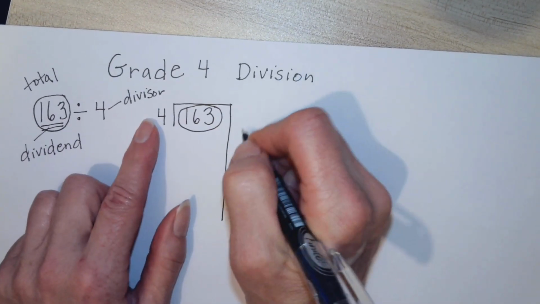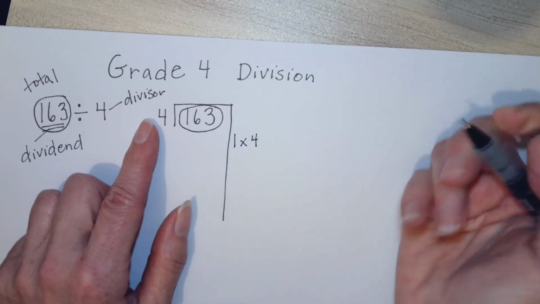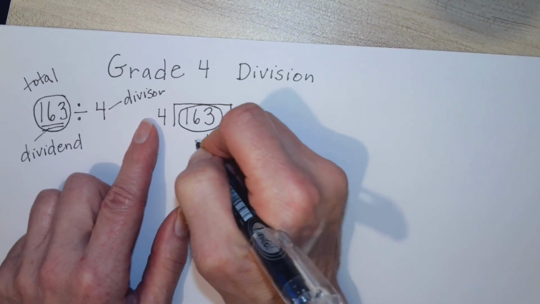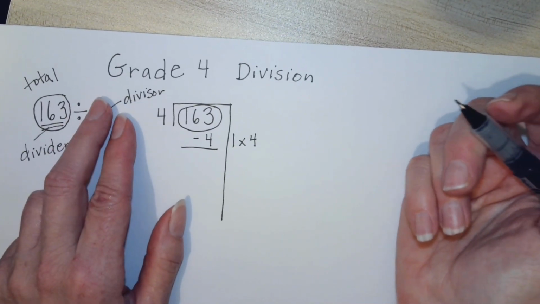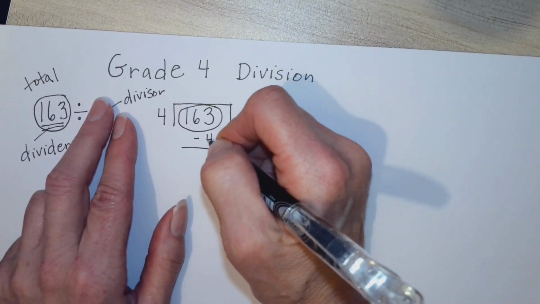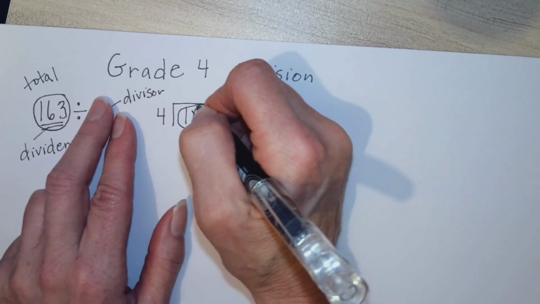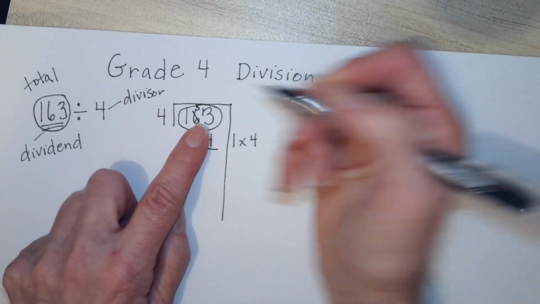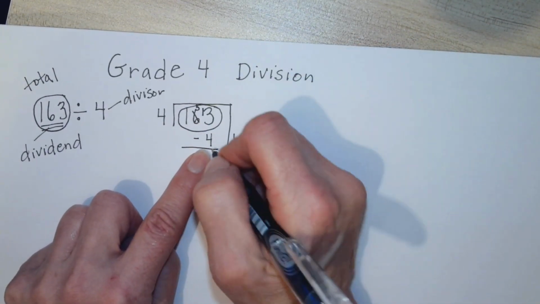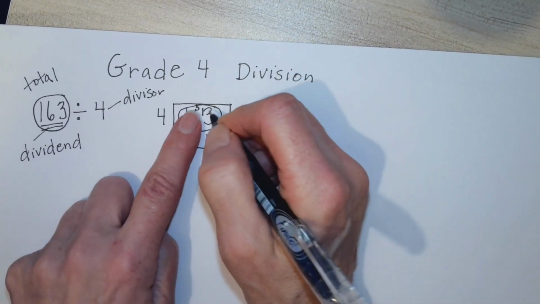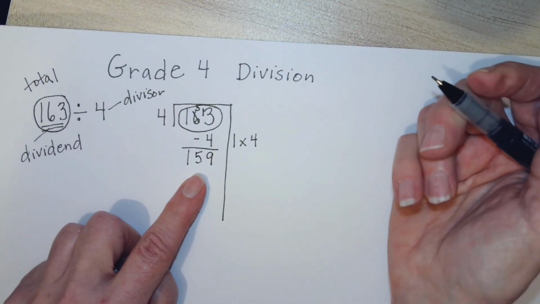I say, okay, I'm going to do one group of 4. So I'm going to write one group of 4, and I'll put my 4 here. And I'm going to subtract, and by the way, you can use this strategy. I can't take 4 from 3. That means I have to go to the tens place and get 10, and this becomes a 13. 13 minus 4 is 9, and 5. Well, I still have 159.